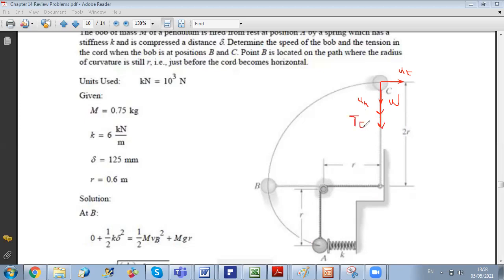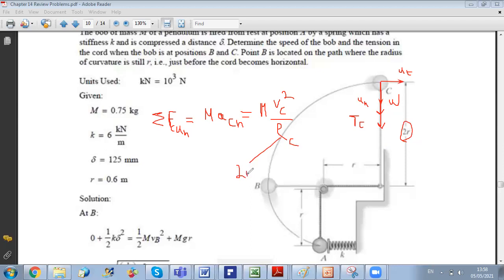Okay, so in order to get TC, I will write that the sum of forces along UN at point C is equal to M times AC normal, and I can replace AC normal by VC squared over rho at C, so it's equal to big M times VC squared over rho at C. And since the radius of curvature at C is known, it's 2r, I can just replace it by 2r.